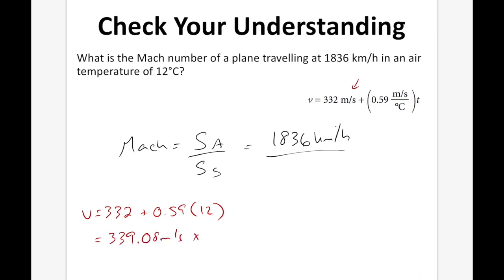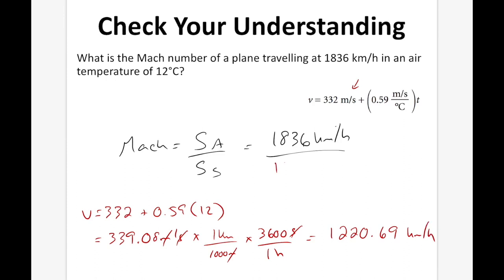Now we need to get it in kilometers per hour. So we're going to multiply that by 1 kilometer over 1,000 meters, and we'll multiply that by 3,600 seconds per 1 hour. The meters are going to cross out, the seconds are going to cross out, and you're going to be left with 339.08 times 1 divided by 1,000 times 3,600 divided by 1, which equals 1,220.69 kilometers per hour. So we'll put that into our equation up here. The kilometers per hour cross out, and we get a Mach number of 1.5. And again, unitless because the units cross out.